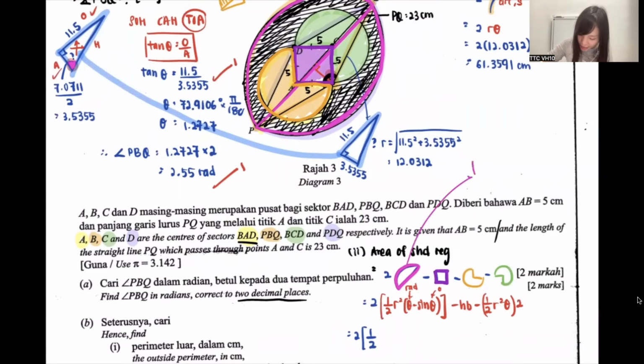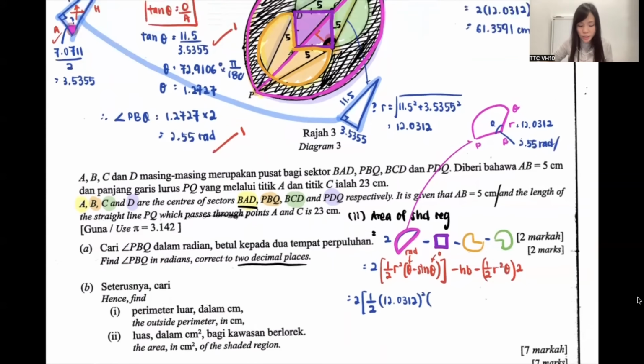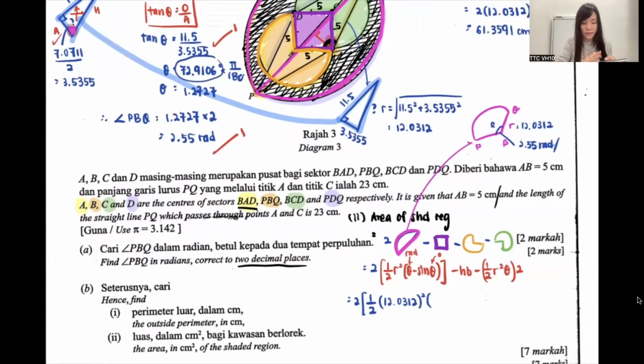The pink color one is the same shape from just now, called PBQ. Under PBQ, the radius we already know is 12.0312. So 12.0312, squared. Then the angle we already know is 2.55 rad. 2.55 rad in degrees, how much? Remember, this is half of it. So 72.9106 if I times 2, actually it is around 145.82 degrees. We can use that. So it is 2.55 in rad minus sine 145.82 degrees.